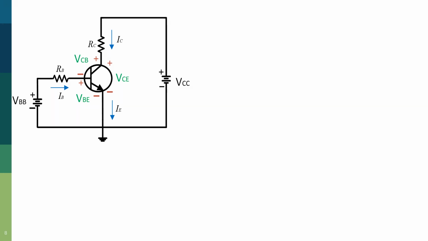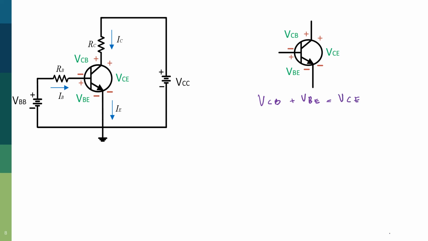For the final part, let's consider this circuit to determine the voltage across the reverse biased collector base junction, or the BC junction. We know that VCB plus VBE equals VCE. So VCB equals VCE minus VBE. That's it for today.